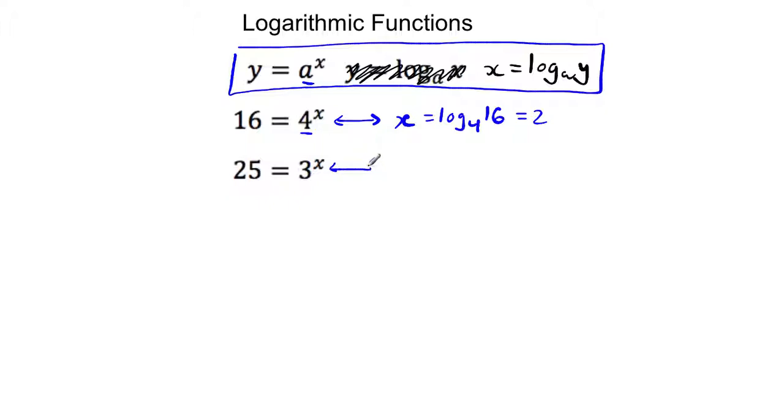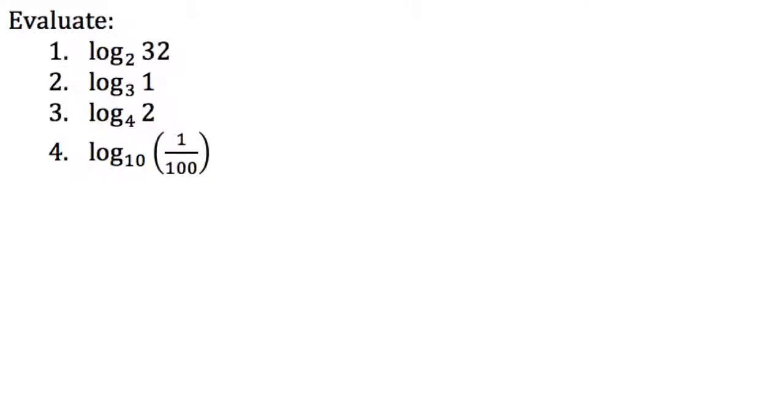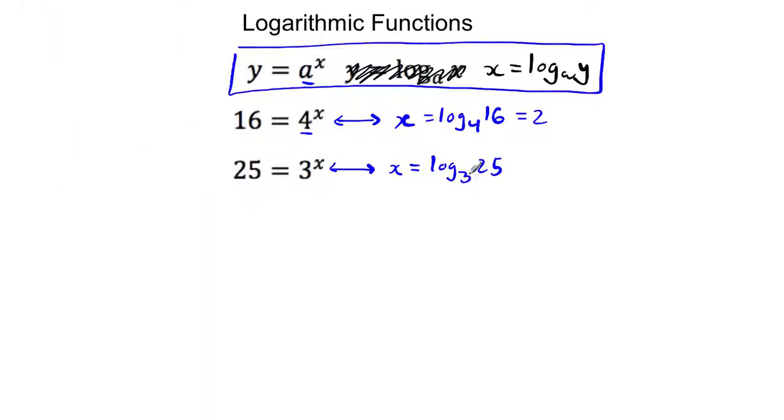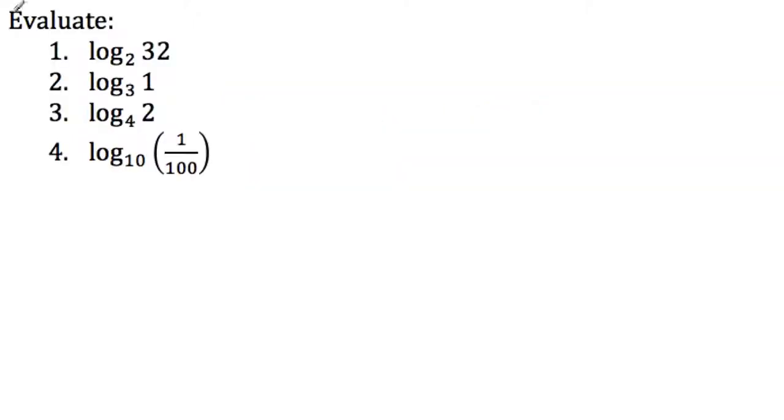Let's rewrite this now. If I want to solve for that exponent x, I get x is equal to log base 3 of 25. And I can actually use a calculator to evaluate this. We'll come back to that in a second.